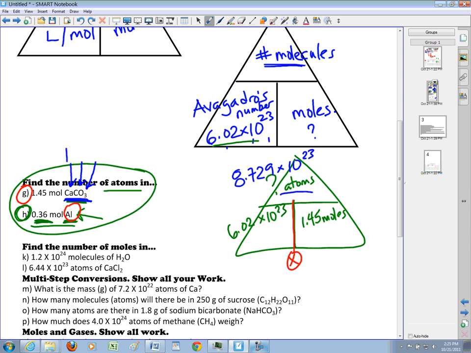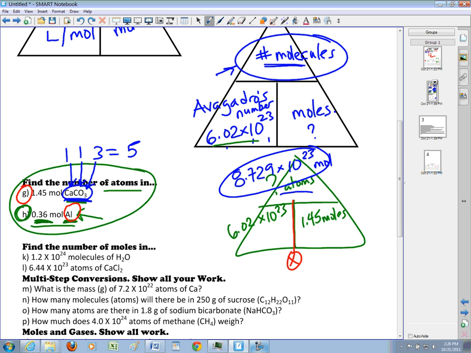There's one calcium, there's one carbon, and there are 3 oxygens. So the total number of atoms in one molecule is equal to 5. This formula here actually calculates the number of molecules. So 8.729 times 10 to the 23rd actually equals the number of molecules. Now the reason why it works in the last one is because there's only one atom type. So, I mean, if I took my answer from question H and I multiplied it by 1, I would get the same answer.